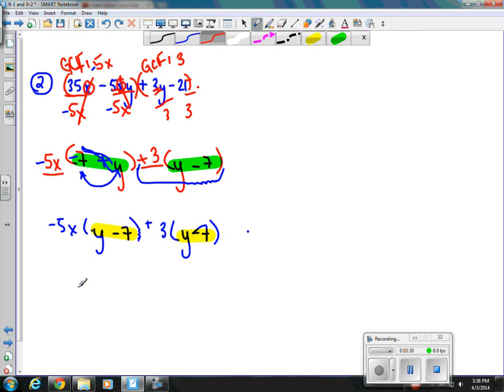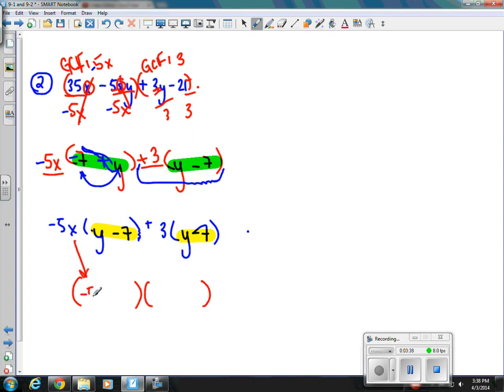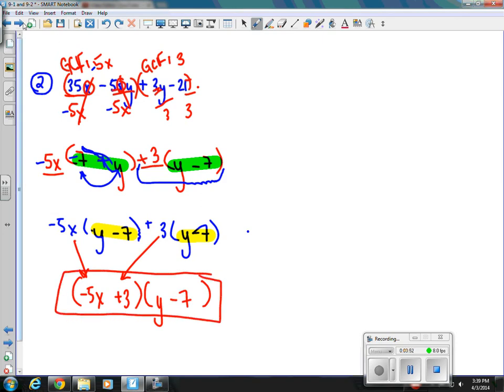So now we write our answer. We get 2 parentheses big enough for binomials, so 2 binomials. And our GCF goes in the first one, so negative 5x plus 3. And then we drop down our parentheses, that's the same, y minus 7. And that's our answer. Let's see one more example.